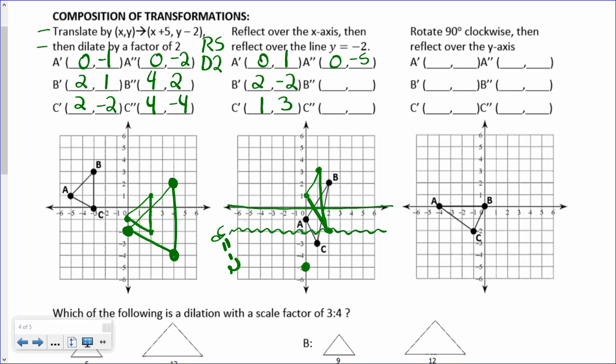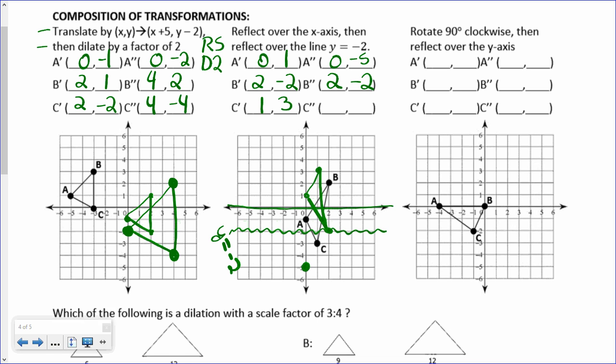Our B is at the 2, -2, which is right here. How far is that from the mirror? It's on top of it, so it stays the same. Whenever your point is actually touching the mirror that you're trying to reflect over, that point does not change. So this one right here stays the same, because it hasn't gone anywhere away from the mirror, so it just stays where it is.